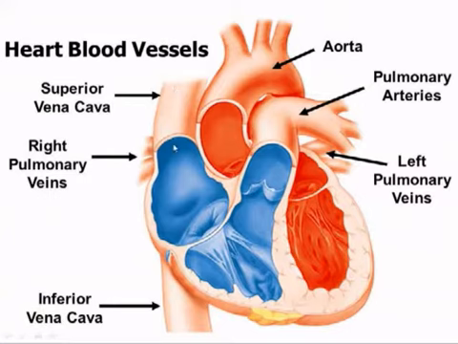So deoxygenated blood is carried from the upper part of your body to your heart through the superior vena cava. It's actually a big vein. And the inferior vena cava is also a vein which will bring the deoxygenated blood from the lower part of your body to the right atrium. So both the superior vena cava and inferior vena cava are connected to your right atrium.